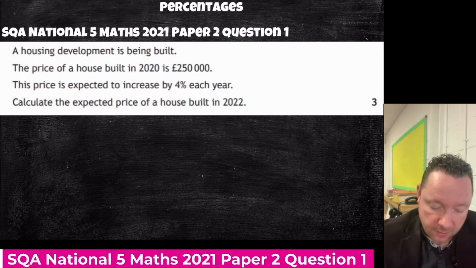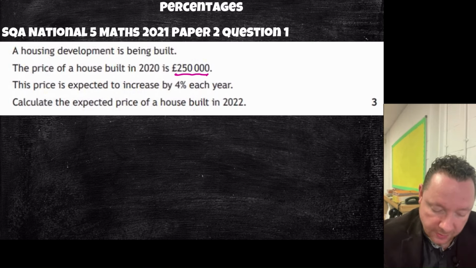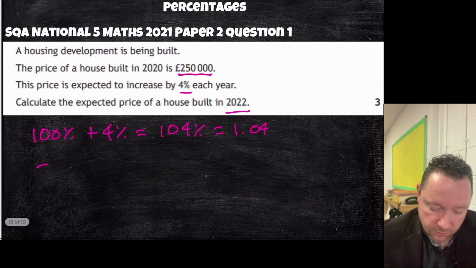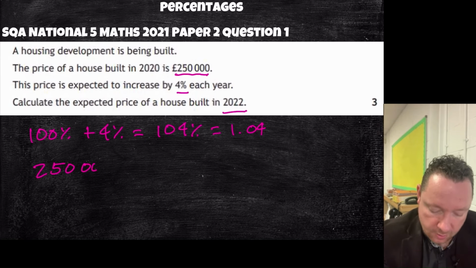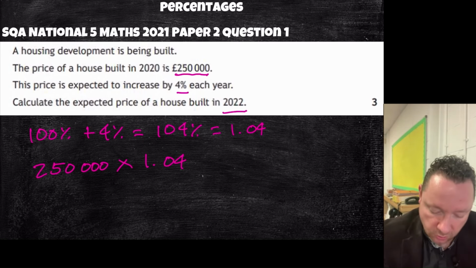National 5 Maths 2021, Paper 2, Question 1. A housing development is being built. The price of a house built in 2020 is 250,000. It's expected to increase by 4% each year. What's the expected house price of a house being built in 2022? So percent increase, 100% plus 4% is 104%, which is 1.04. So we take our money, 250,000, times by our multiplier of 1.04 and the power, 2020, 21, 22, that's 2 years, to the power of 2.